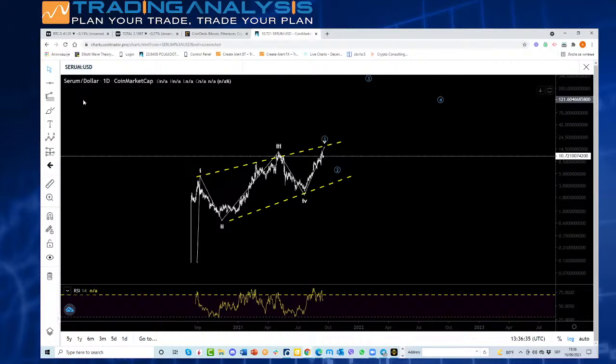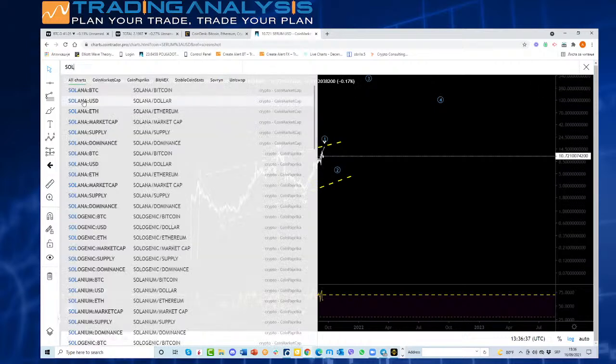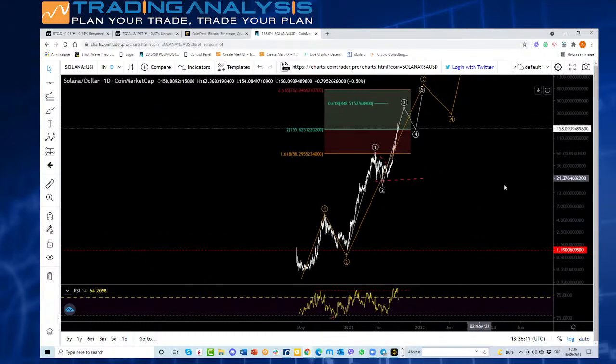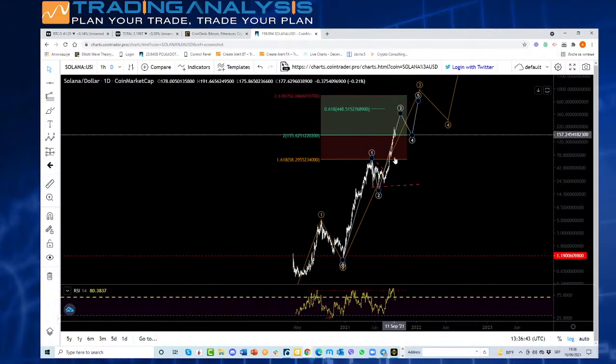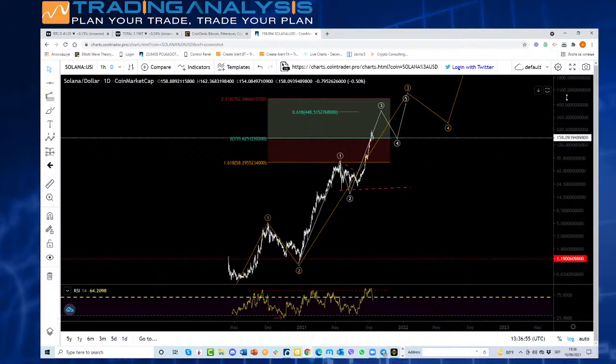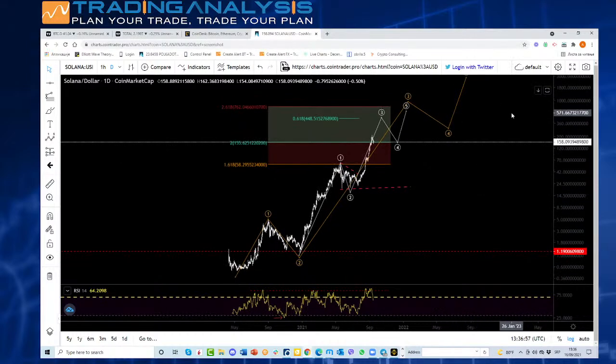Solana, no, I don't think Solana is finished. I don't think this is done. We might just finish the minor correction, or we have a little bit more to finish the minor correction, and then from some levels down there, we might continue higher in Solana. So I don't think the wave count in Solana is done.